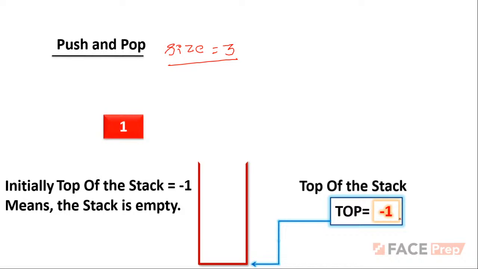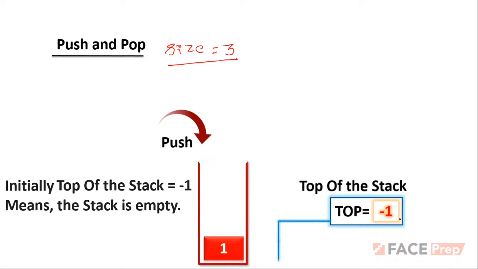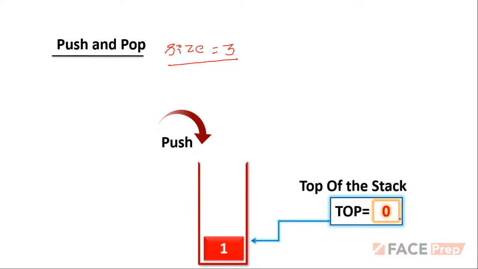Now let's try to insert an element called 1 inside the stack, which is push. Insertion is called push, deletion is called pop. So I have inserted an element called 1. When I have inserted it, the value of top will be incremented by 1, which means top value will go from -1 to 0. When the value of top is equal to 0, it means that it has an element. I have my first element inside my stack.